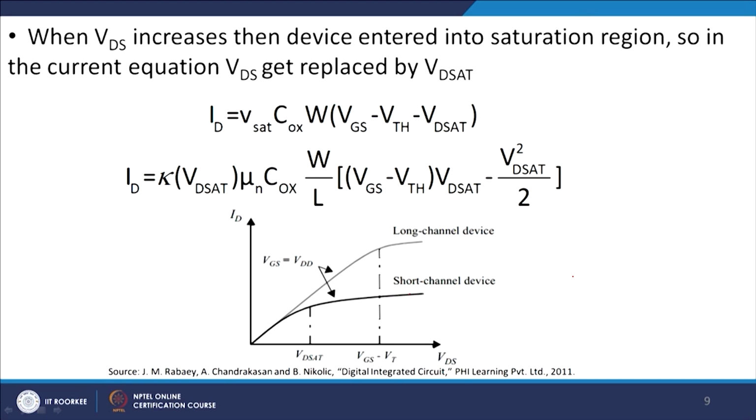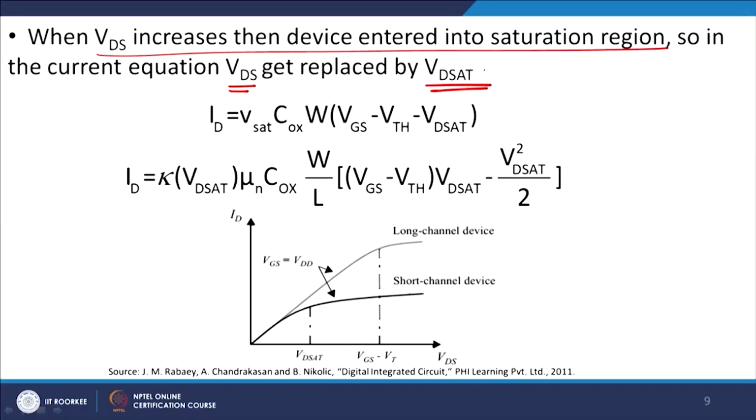When VDS increases, as you can see, the device enters into the saturation region. We have already discussed this point. So what we do is replace VDS by VDS sat. Whenever you are sure that the device has entered the saturation region, then the drain to source voltage we apply, rather than writing it as VDS, we write as VD sat, which means saturation velocity drain voltage. So I get ID equals V sat into C oxide W into (VGS minus VTH minus VD sat). This V sat is again broken down into K VD sat, and therefore I get this into VDS.